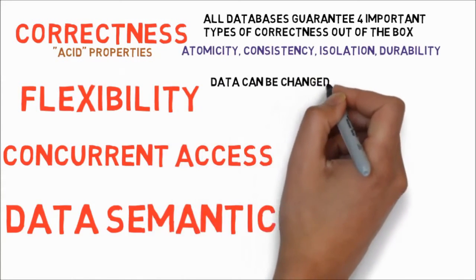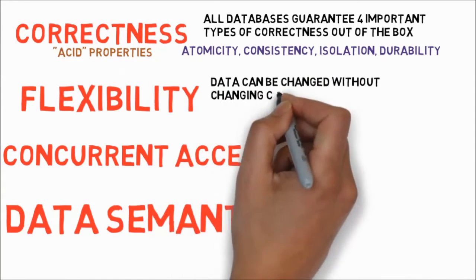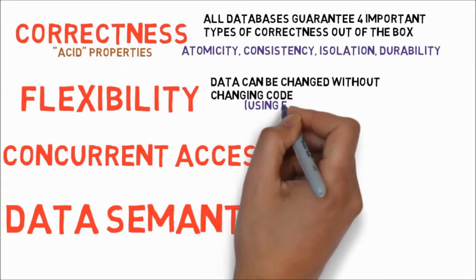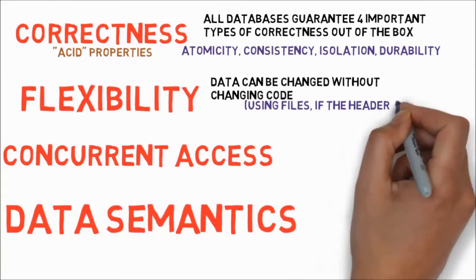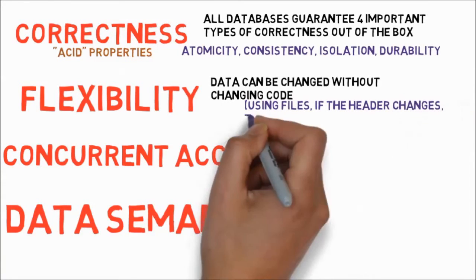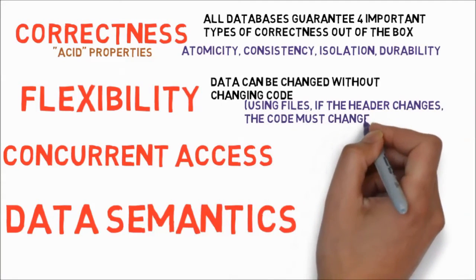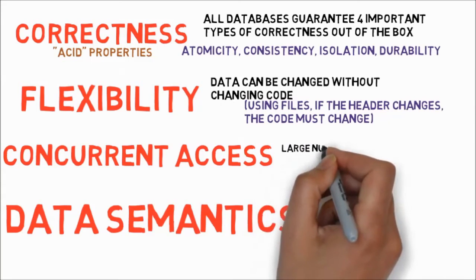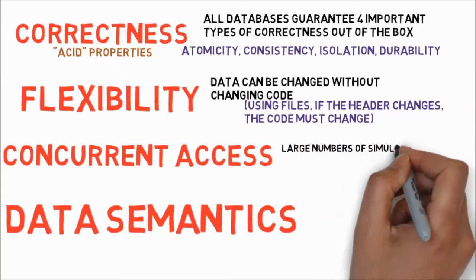Databases allow programmers a lot of flexibility. They can change data in the databases without changing the code. Whereas if you were using Excel files and each of the files had a different format or header, then you would have to write different pieces of code to handle each of those different types of files. But with databases, with the same piece of code, you can access the data in different ways.